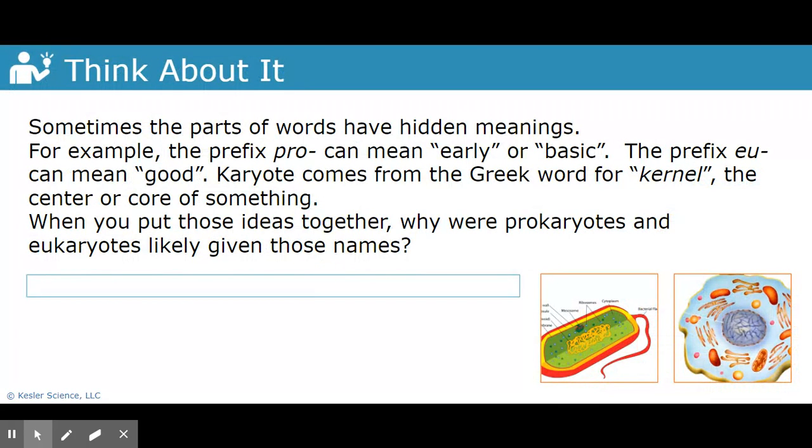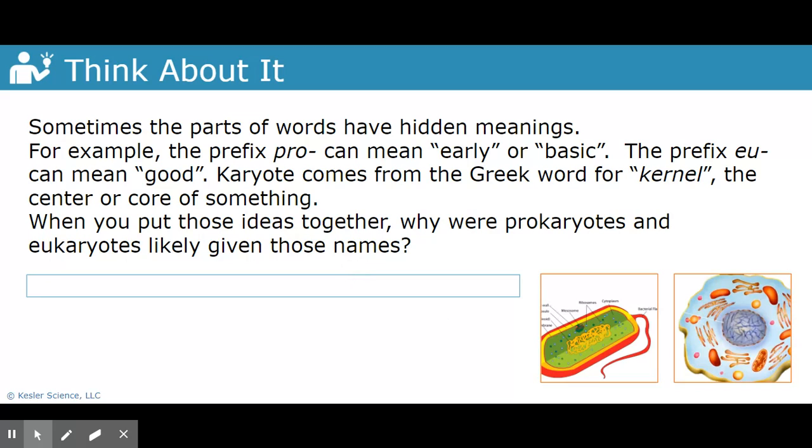Let's think about it for a minute. Sometimes parts of words have hidden meanings. For example, the prefix pro can mean early or basic. The prefix eu can mean good. Karyot comes from the Greek word kernel, the center or core of something. When you put these ideas together, why were prokaryotes and eukaryotes likely given these names?